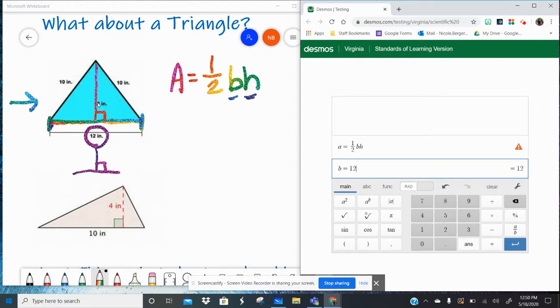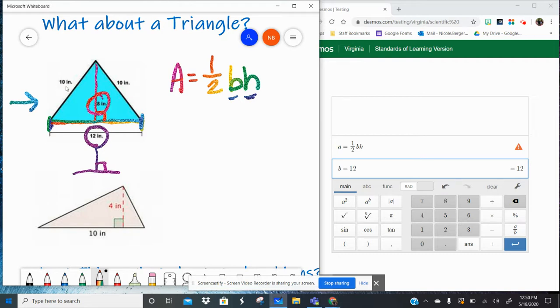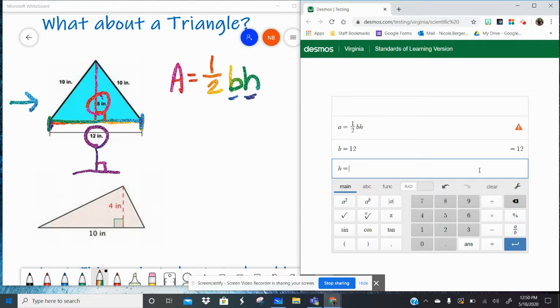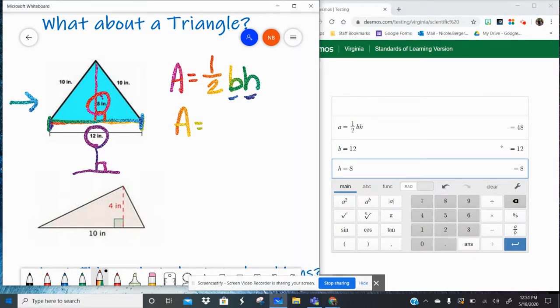And then my height, if they give me an interior number, it's almost always the height. So the height is this 8 inches right here. So height equals 8. So boom, the area of this top one, remember, is 48 inches squared. Remember, we're going to square the units because we're doing inches times inches, which is inches squared. So 48 inches squared. So 1/2 base times height.